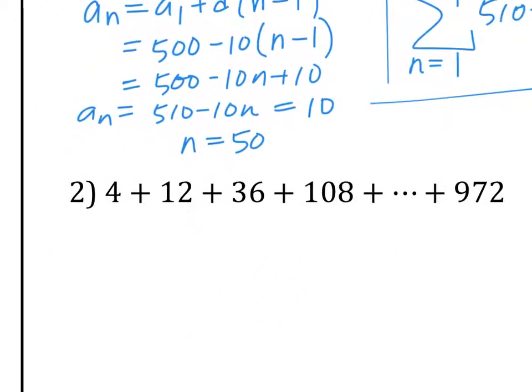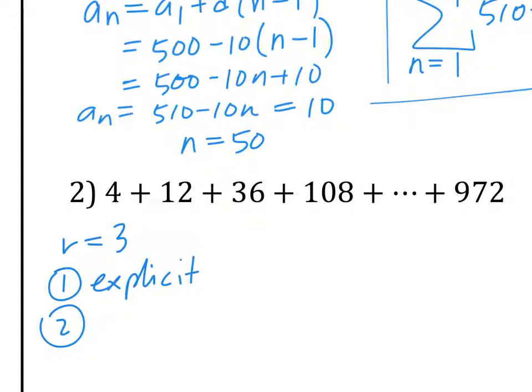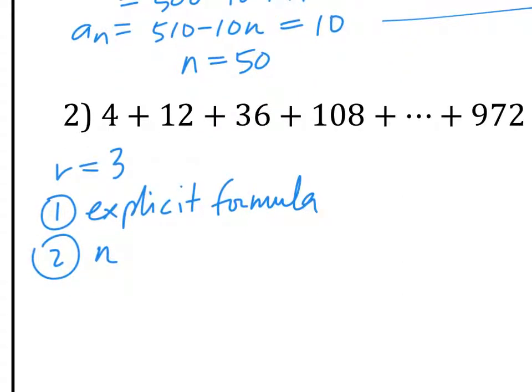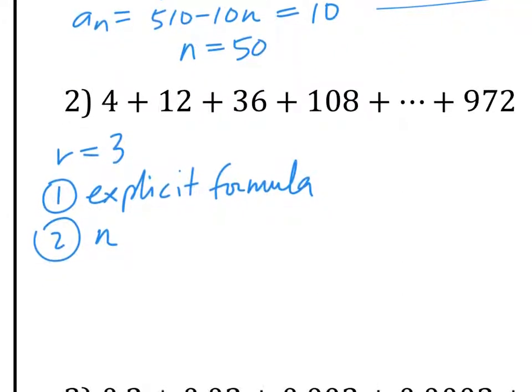Okay, let's try another one. This one. What kind of series is this? Geometric. What number are you multiplying every time? 3. Okay, what are those two things I need to write a summation notation? Explicit formula and number of terms. Okay, you guys can do this. What's the formula? Okay, first number times r to the n minus 1.